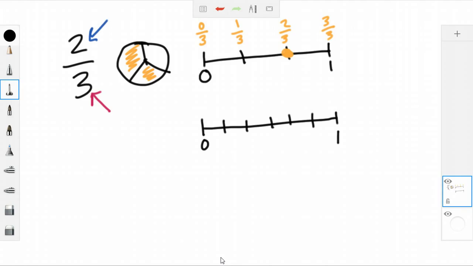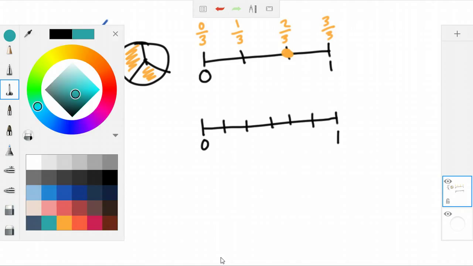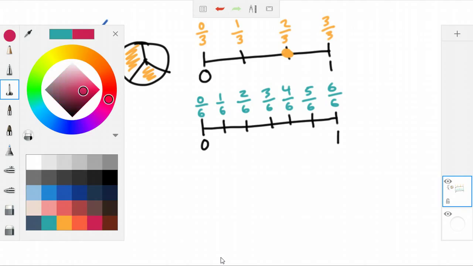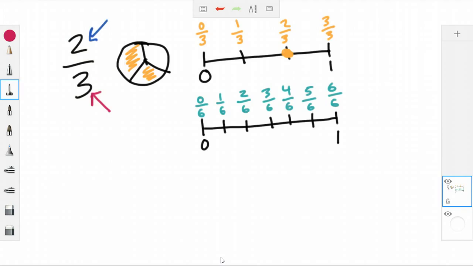Okay, and I can label my 6 equal parts. So this will be 0/6, 1/6, 2/6, 3/6, 4/6, 5/6, 6/6. Okay, when I do that on my number line, I start to notice a few things. One of the things I notice is that some of these fractions line up. Like, for example, 1/3 and 2/6 are equivalent. They represent the same distance on a number line.